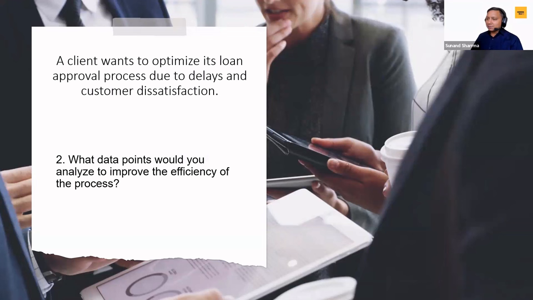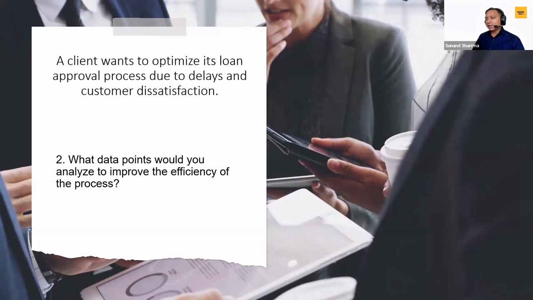The next thing is the customer feedback. So we need to see the direct feedback from customers on their experience and the pain points during the application process. The next one is the resource allocation. So data on how staff time is allocated and if there are any inefficiencies in the workforce management, that also we can highlight over here.